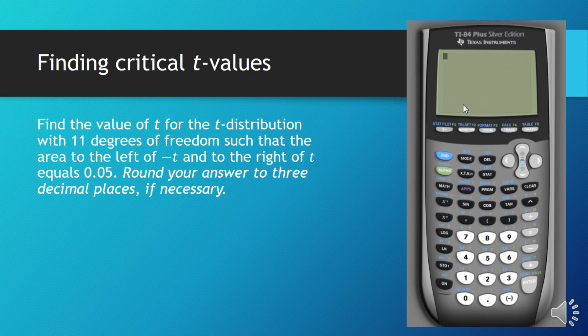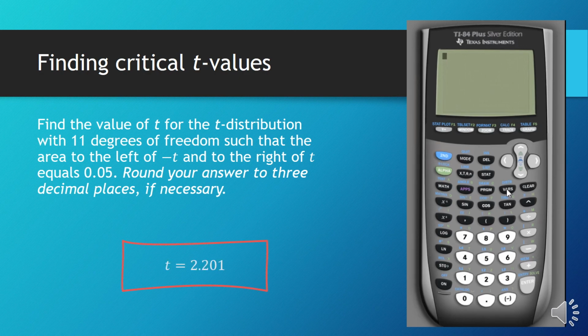Now I'm going to show you how to do this exact same problem using your calculator. Again, the problem says find the value of t for the t distribution with 11 degrees of freedom such that the area to the left of negative t and to the right of t equals 0.05. Round your answer to 3 decimal places if necessary. Now we already know that the answer should be t equals 2.201. That's what we found on the last slide. So let's make sure that our calculator gives us the same answer.